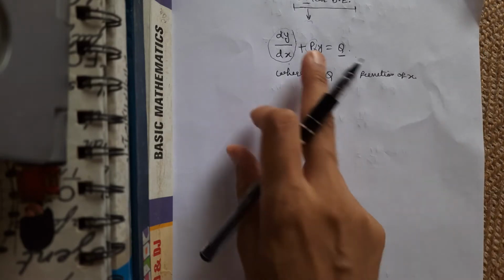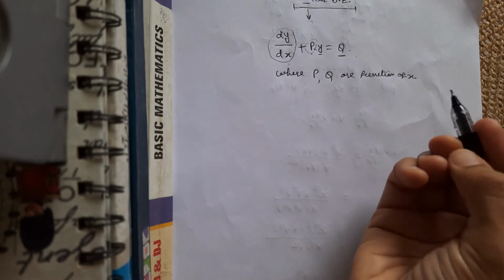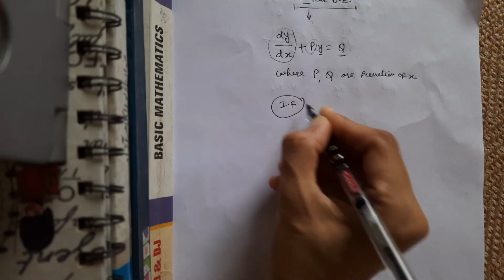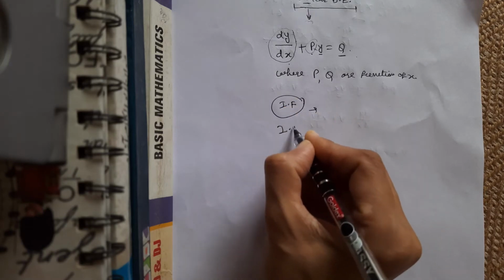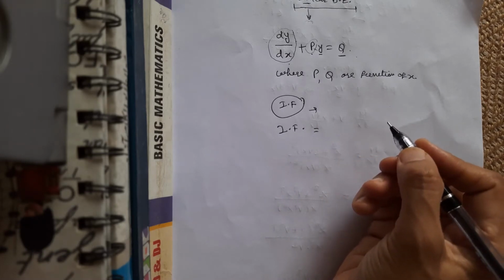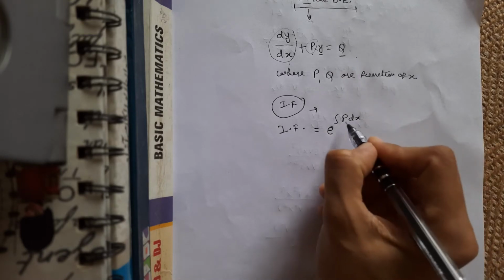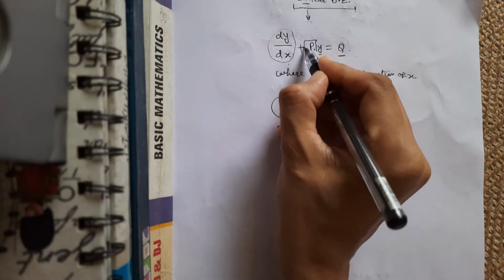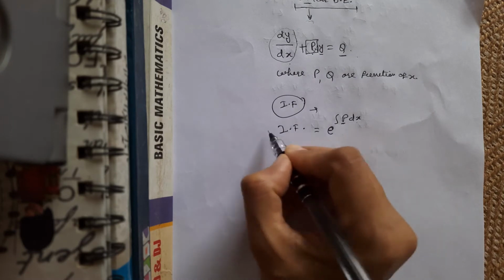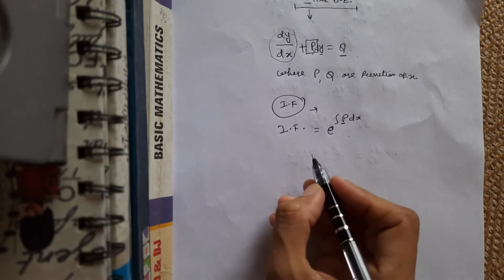Once you identify that the given differential equation is linear, you need to find the integrating factor, called IF. What is this IF? It is nothing but e to the power integration p dx, and from p you are going to take the coefficient of y. Whatever the coefficient of y is, you just write it into this form, and this is called the integrating factor.